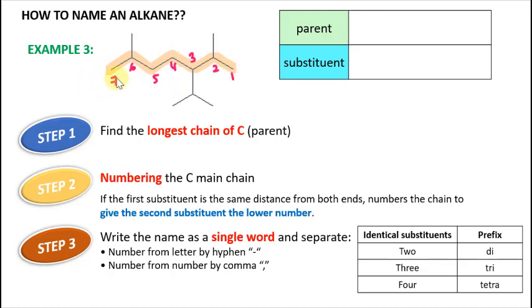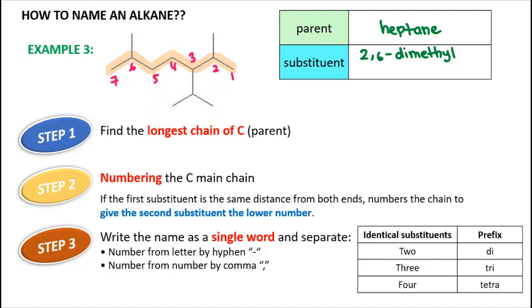Since the longest chain is 7 carbons, the parent name is heptane. And then for the substituents, we have 2 methyls on the second and 6th carbon. Since these two are the same substituent, we are going to use the prefix di to indicate that there are 2 methyls on these 2 carbons. So if there are 2 identical substituents, use the prefix di. If we have 3 identical substituents, use the prefix tri. For 4 identical substituents, use the prefix tetra.